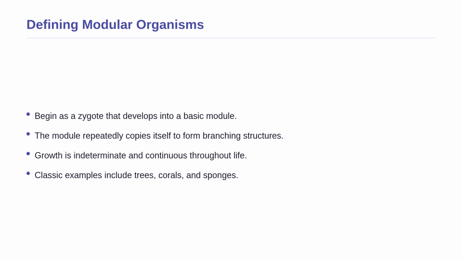Trees, corals, and sponges are classic examples of modular organisms because they continuously add new branches, polyps, or shoots throughout their entire lives. This continuous, repeating growth pattern allows them to expand indefinitely as long as environmental conditions remain favorable.